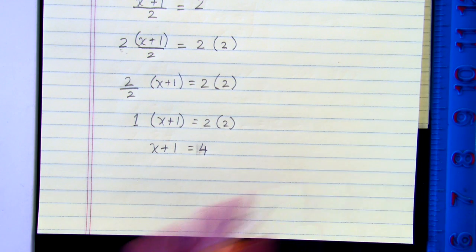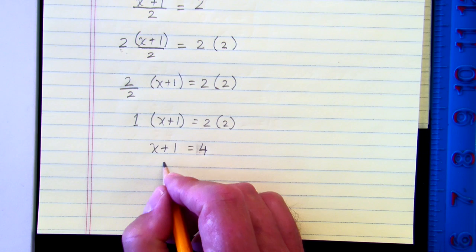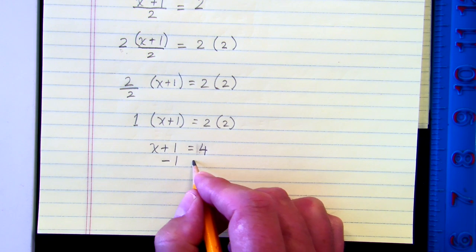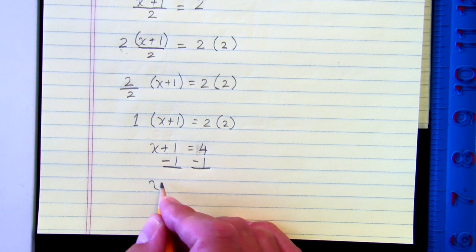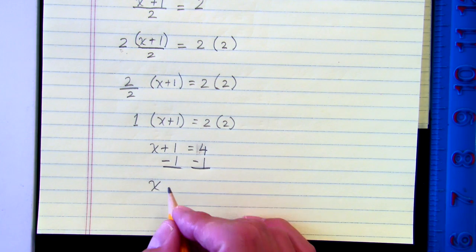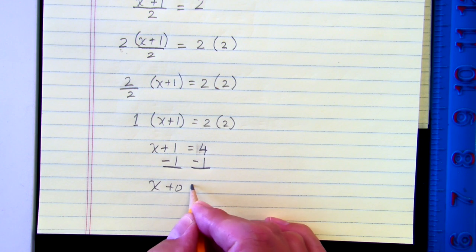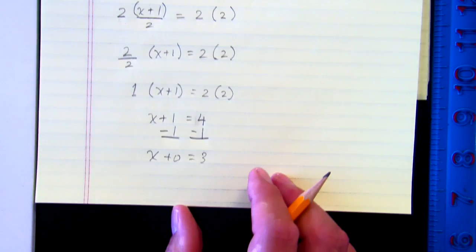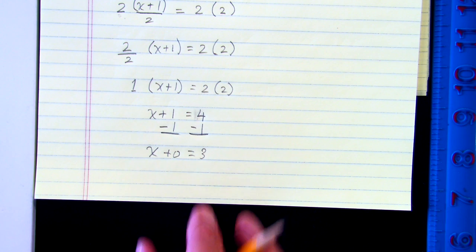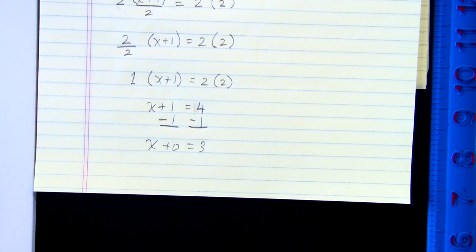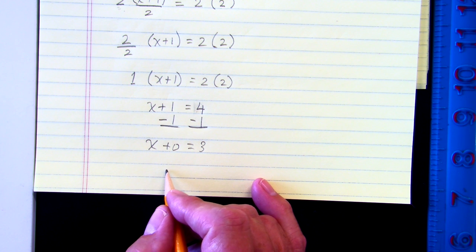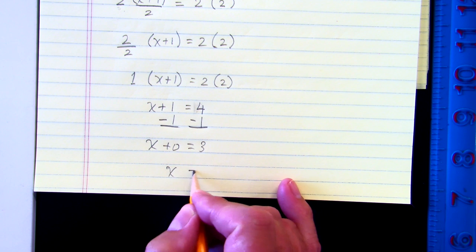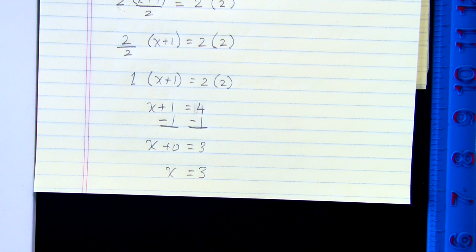Now, the x still isn't isolated, so what we're going to have to do now is subtract 1 from both sides. All right, this gives us x plus 0 equals 3. All right, I'm almost out of paper here. Anything plus 0 remains unchanged. It's itself. X equals 3. So now we've got x equaling 3. We have solved the equation.